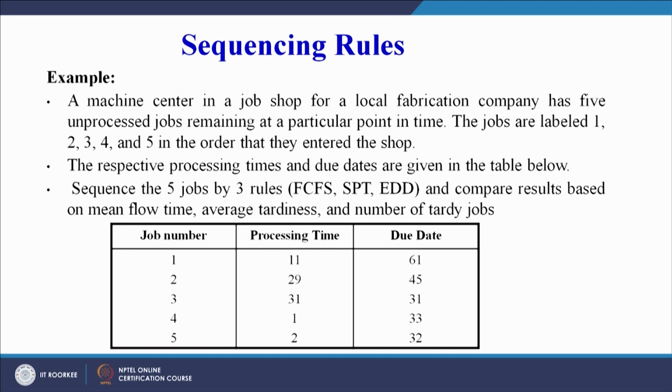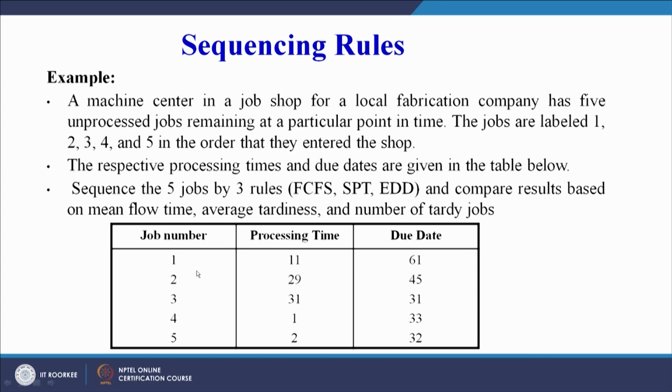So basically these first 2-3 sentences mean that there are 5 jobs that need to be processed, and there is a machining center in a job shop type of fabrication company. So there is one machine and there are 5 jobs that need to be processed. The respective processing times and due dates are given in the table. So we can see the table on your screen.